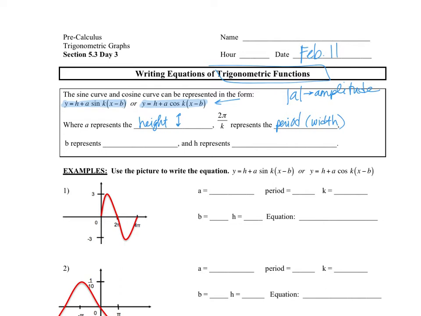All right, the b value represents my phase shift. So the key word here is that it's a shift. It's actually going to move the graph. And the b value is moving it left or right. Versus the h represents a vertical shift. So again, it's a shift, but this time it might move my graph up or down. And again, all of these values are represented in my function form.